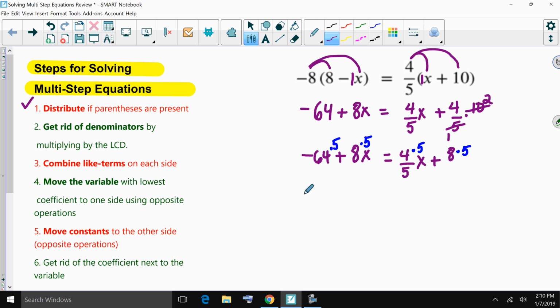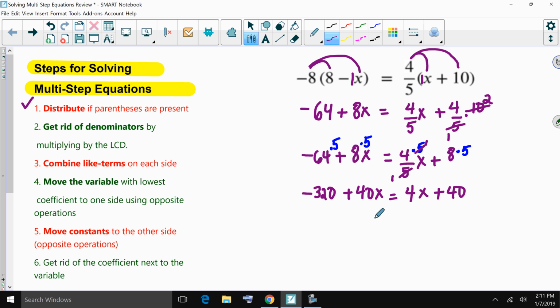When I do that, I get 5 times 64 is 320. 8 times 5 is 40. And don't forget the x. And this 5 cancels out with this one. 5 divided by 5 is just 1. And so this is just 1. And 4 times 1 is 4. Don't forget the x. And then 8 times 5, which is equal to 40.